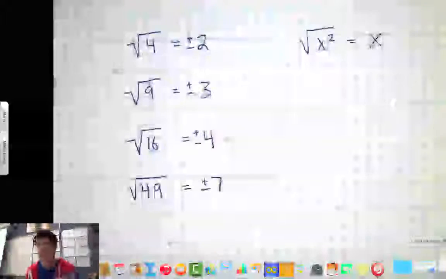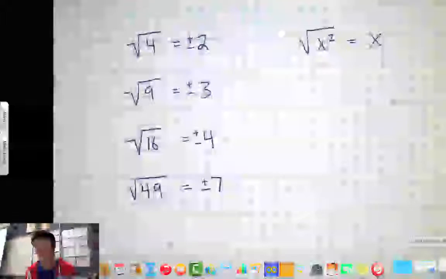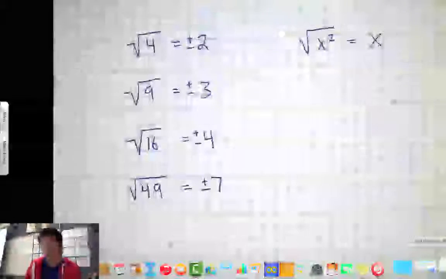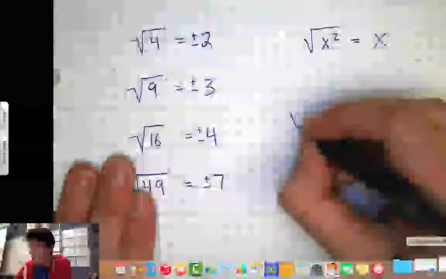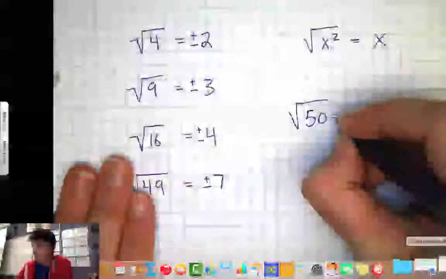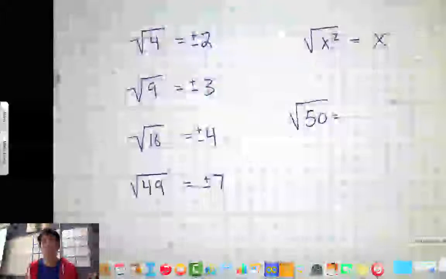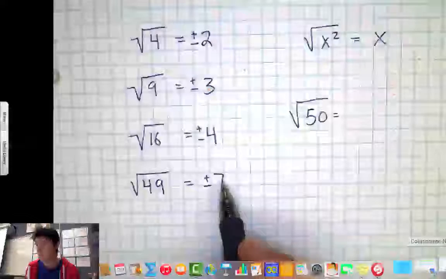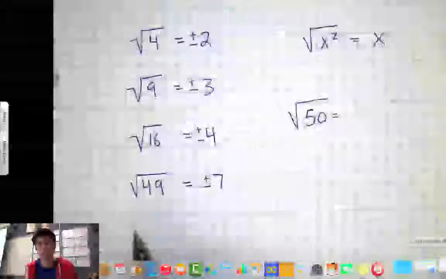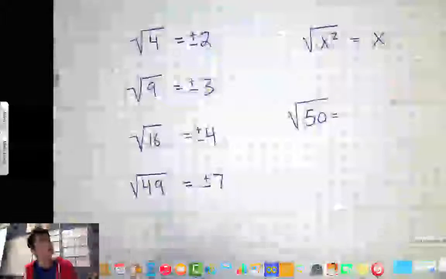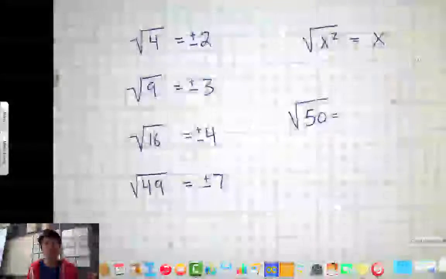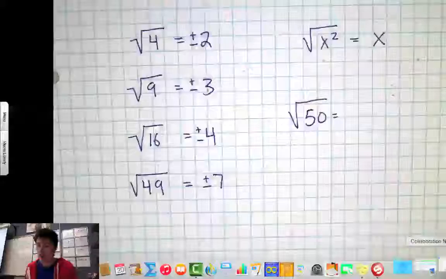Some square roots are decimals, and that's really why we need the calculators, because I can do the square root of 49 in my head, but I can't do the square root of 50 in my head. I could guess it, but I wouldn't be able to get an exact answer. The square root of 50 is not 25. 25 times 25 is a very big number. What's the square root of 50? 7 times 7 is 49, so it's going to be something bigger. But 8 times 8 is 64, so it's between 7 and 8. It's going to be a decimal, and probably a messy one, so I'm going to check it in the calculator.